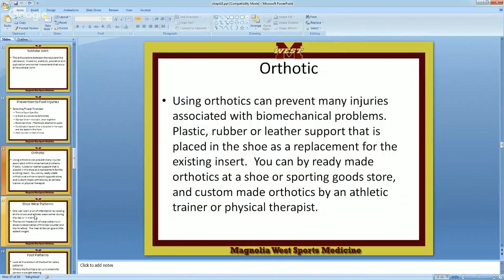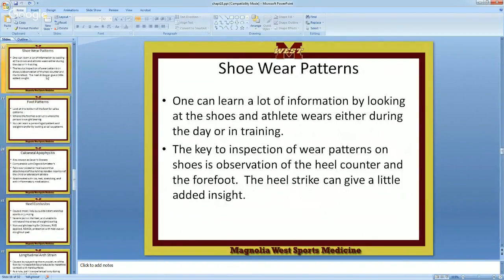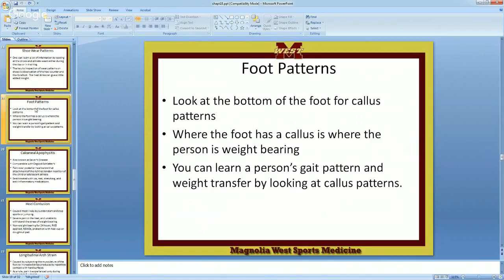18. Whoa, we're not missing any of your slides on this test. Know about your shoe wear. All right, you can learn a lot from the information about the wear of someone's shoe that they wear either during athletics or during the day. Might as well learn about slide 19 and look at the bottom of the foot for callus patterns. Where the foot has a callus is where the weight is, or the person is weight bearing. And you can learn a lot about the person's gait by looking at the callus patterns.